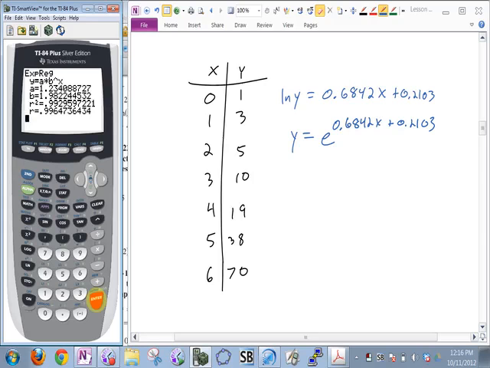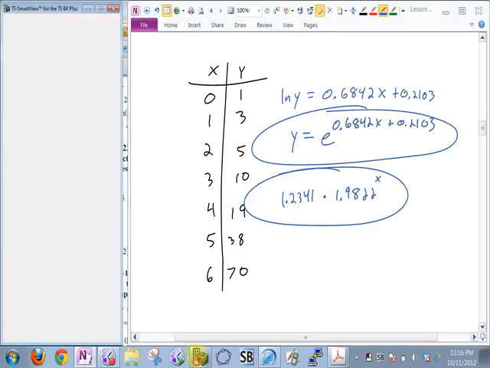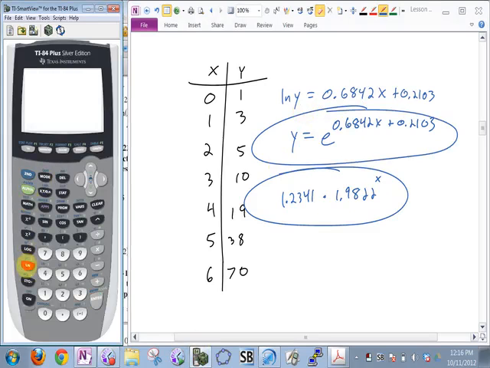But I'm not seeing the same numbers. It's telling me that this is 1.2341 times 1.9822 to the x power. Is this equation the same as that? It is. Because what is e raised to the 0.6842 power? 1.9822. And what is e raised to the 0.2103 power? It is 1.2341.